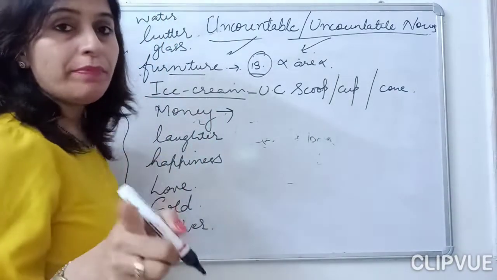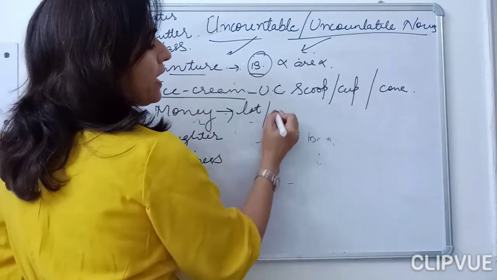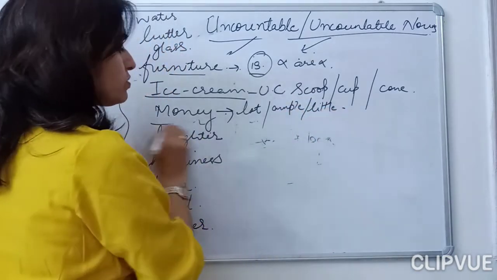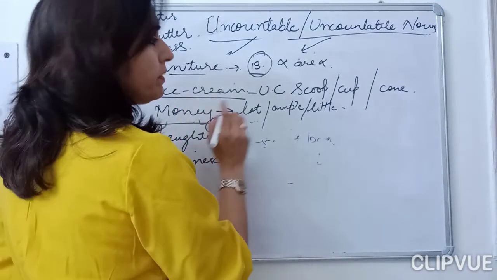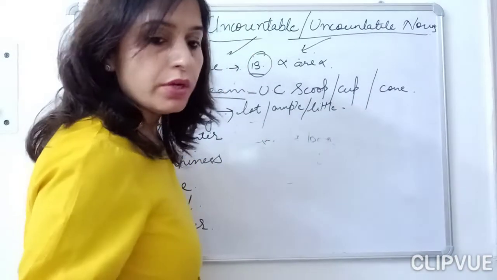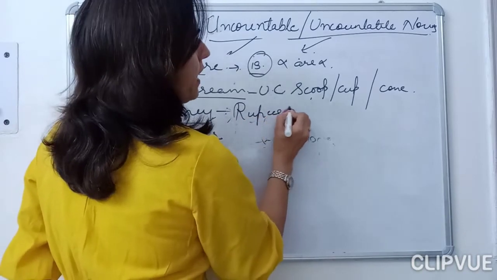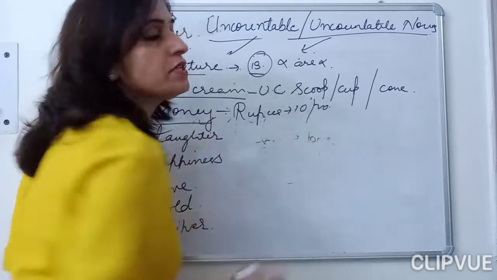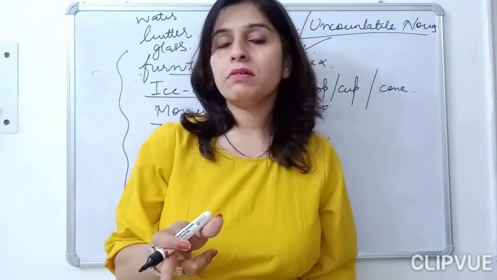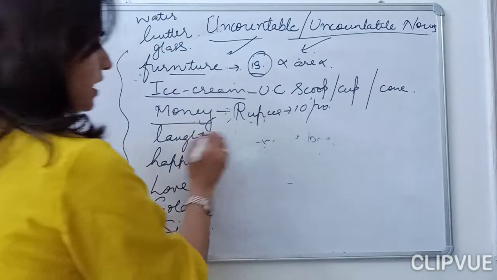Money. Money cannot be counted, children. We generally use terms like a lot of money, I have ample money, I have little money left with me. We use it like this. But money becomes countable when we write it in the form of rupees. Like if I say, I have 10 rupees, I have 20 rupees, please give me 5 rupees. In that case, when money is in the form of rupees, it is a countable noun. Now let's see others, children.